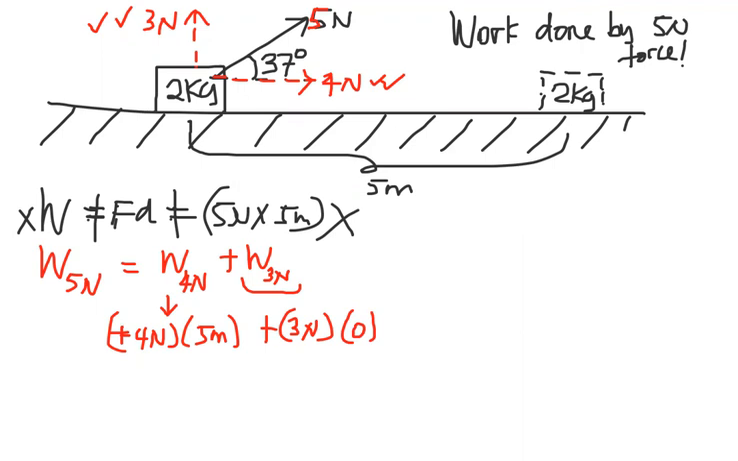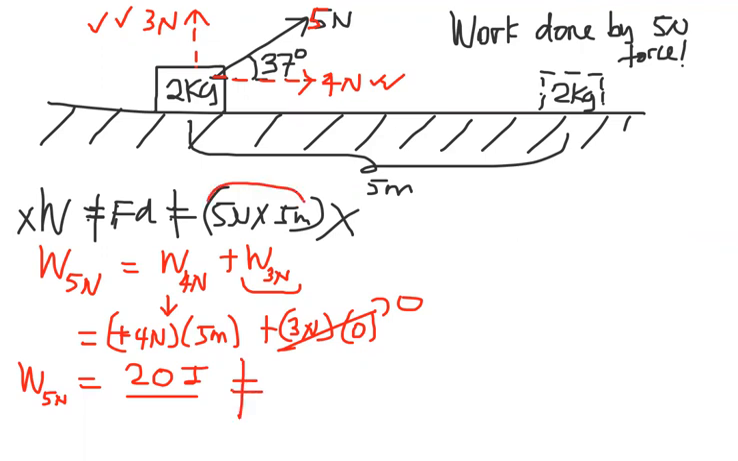For that reason, that will be 0. This will give us the answer. 4 times 5 is 20 joules. So this is the work done because this goes to 0 here. So the work done by the 5 newton force is 20 joules. It's not equal to what you get if you multiply 5 newton times 5, which is 25. But that's not the answer because this 5 newton force, not all of it is responsible for dragging the box in the x direction. It is just a component of the 5 newton force that is responsible for doing that.